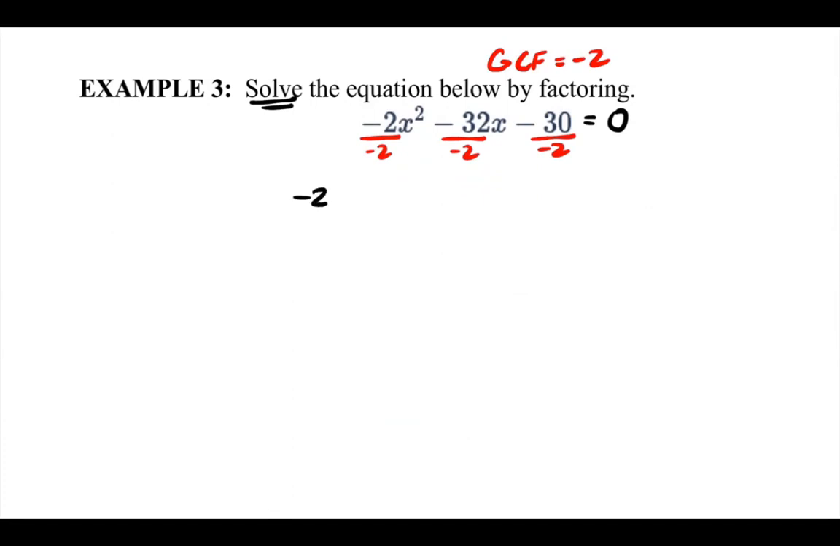So I get a -2 on the outside. Negative divided by a negative just makes a positive x squared. 1x squared, you can write 1x squared. Negative divided by a negative here makes a positive 16x. And then a negative divided by a negative here makes a positive 15 equals 0. Okay. Again, what's on the inside is what I care about. Okay. ABC.